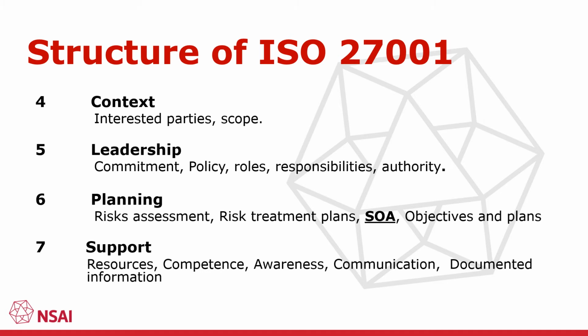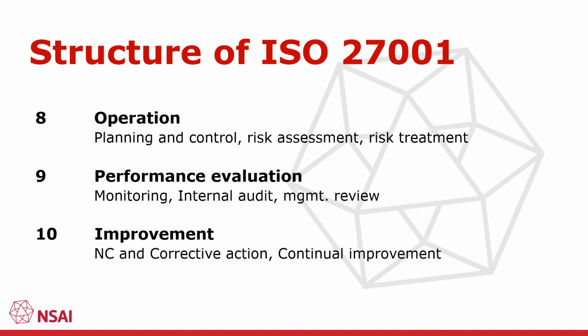Section 7, Support, addresses the competence requirements for personnel affecting information security, how information security awareness is addressed in the organisation, the need for external and internal communication, and also the control of documents. Section 8 of the standard requires the organisation to control its internal processes and outsourced processes, and also retain evidence of appropriate control. It requires risk assessment at planned intervals or when significant changes occur, and also the implementation of the risk treatment plan.